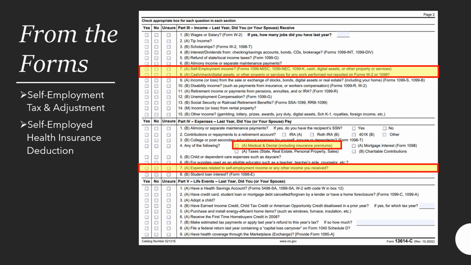So our self-employment tax adjustment and our self-employed health insurance deduction occur on returns where we will have a Schedule C, which again we just covered in our business income lesson.